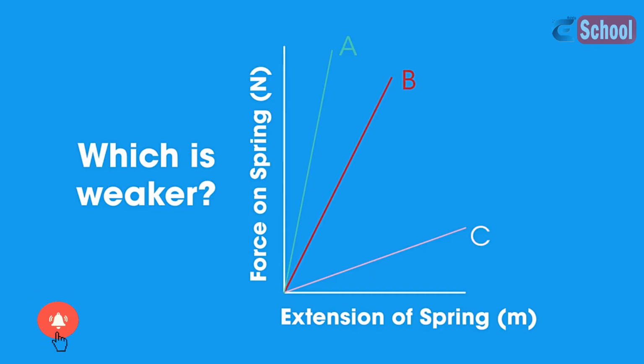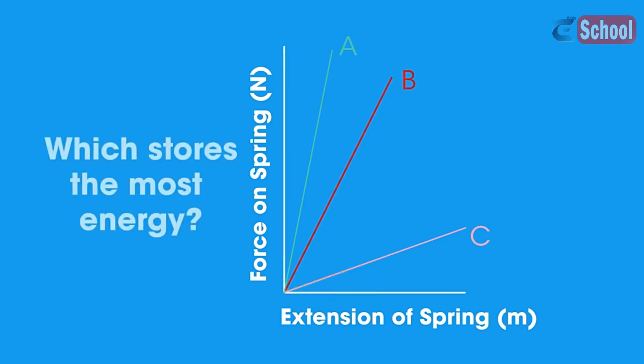Well, C is the weakest spring, needing only a small force to make a big extension. And which spring will store the most energy if they are all extended by the same amount? Spring A will store the most energy because it needed the largest force.